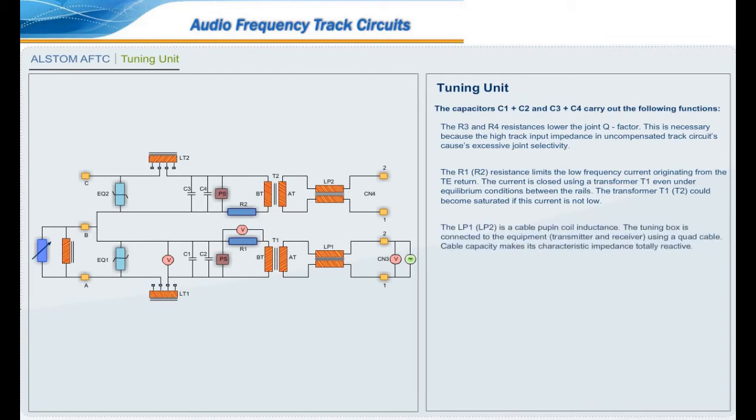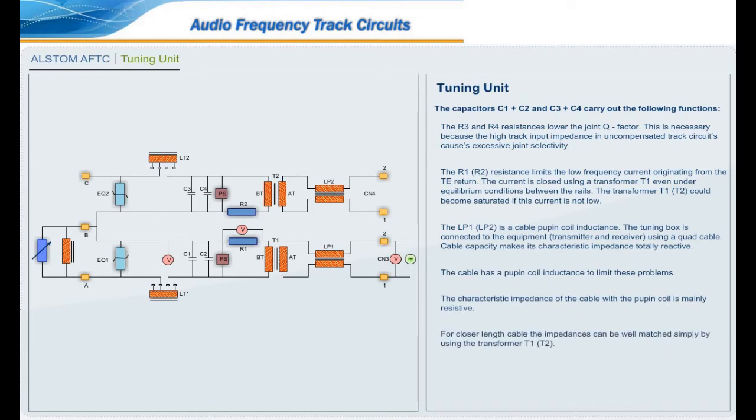The LP1, LP2 is a cable pupin coil inductance. The tuning box is connected to the equipment, transmitter and receiver using a quad cable. Cable capacity makes its characteristic impedance totally reactive. The cable has a pupin coil inductance to limit these problems. The characteristic impedance of the cable with the pupin coil is mainly resistive.